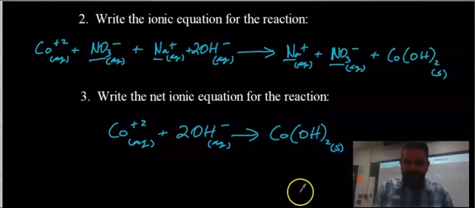So in this case, our net ionic equation shows the 2 ions that combine to form the precipitate. So we have 2 ions on the left. On the right side is always going to be our precipitate.